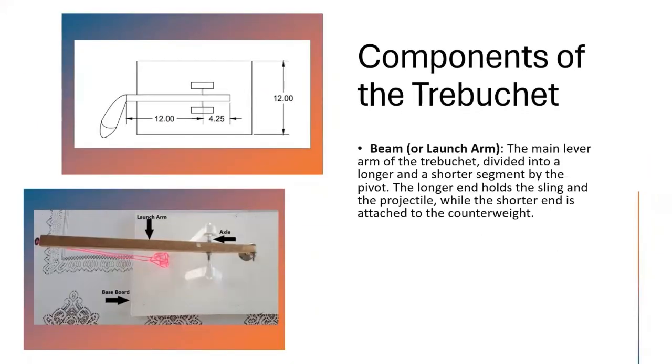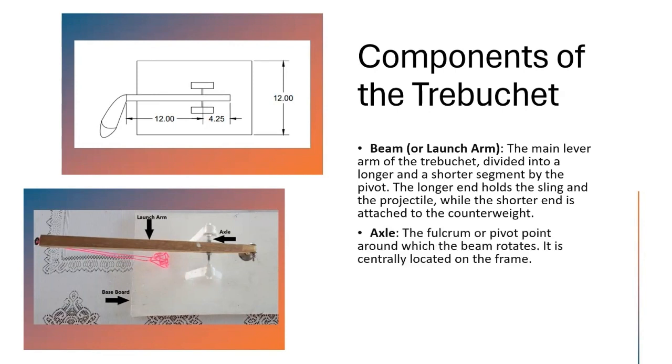Next, we would have the beam or launch arm, the main lever arm of the trebuchet divided into a long and short segment by the pivot or axle. The longer end holds the string and the projectile, while the shorter end is attached to the counterweight. Then we have the axle or fulcrum or pivot, around which the beam rotates. It is centrally located on the frame. The material used for our axle was a threaded bolt cut to specific lengths to our necessary needs.